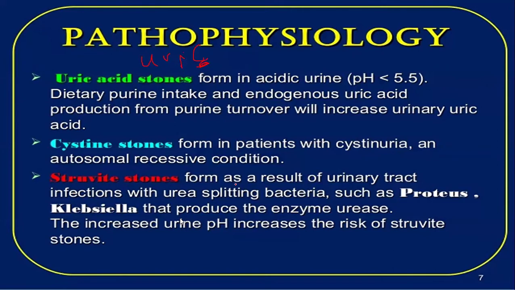Struvite stones form as a result of urinary tract infections with urea-splitting bacteria such as Proteus and Klebsiella that produce the enzyme urease. The increased urine pH therefore increases the risk of struvite stones. That's what you said.